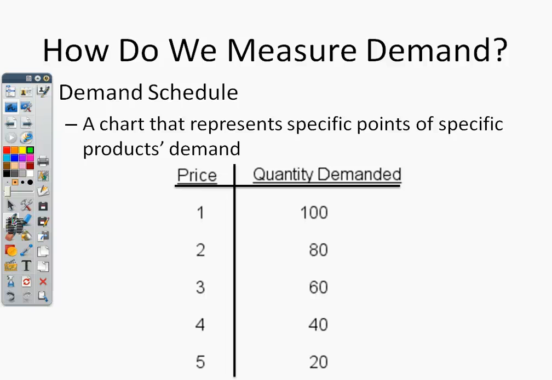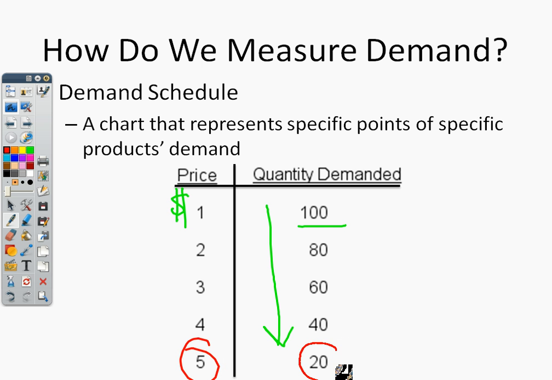So here we can say at $1, Susie or Johnny demand 100 items of that good, thus the 100. Common logic would say as price increases, and we'll see this here, as we have an increase in price, there is a decrease in the quantity demanded, until eventually for this certain product, at $5, this consumer only wants 20 of the given good.